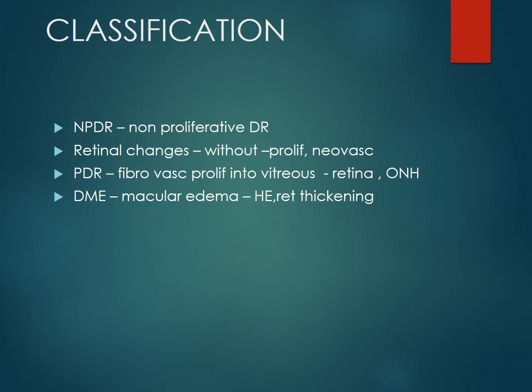Coming to the classification, diabetic retinopathy is broadly classified into non-proliferative diabetic retinopathy, which is the relatively less severe variety, and proliferative diabetic retinopathy. In non-proliferative diabetic retinopathy, the retinal changes occur without any proliferation, without any new vessel formation or neovascularization. Whereas in proliferative diabetic retinopathy, there is fibrovascular proliferation into the vitreous, on the retina, and on the optic nerve head or the optic disc. In addition to this, you also have features of diabetic macular edema, which is deposition of hard exudates associated with retinal thickening.